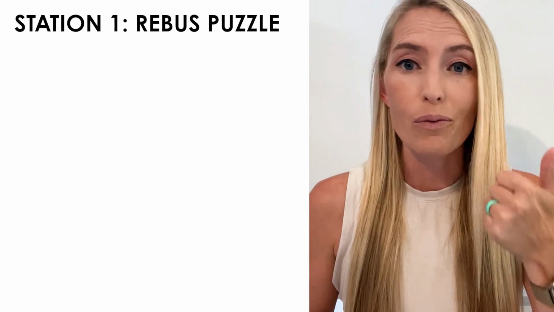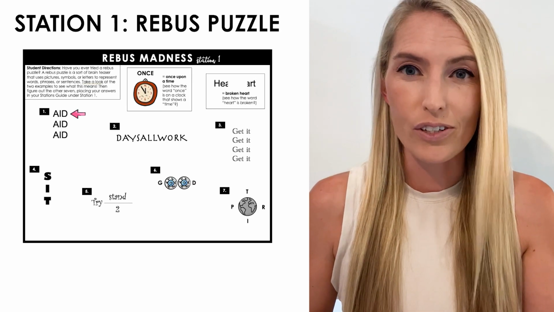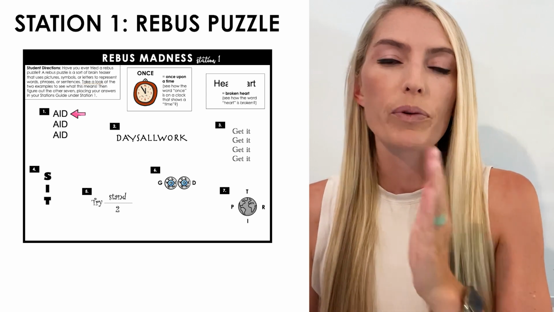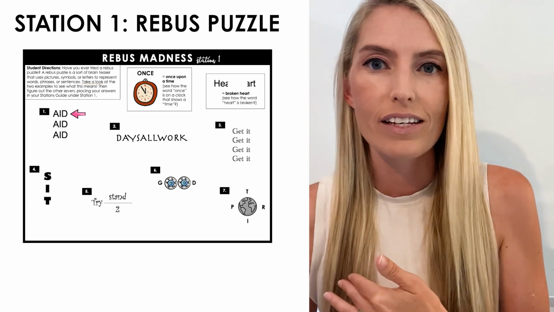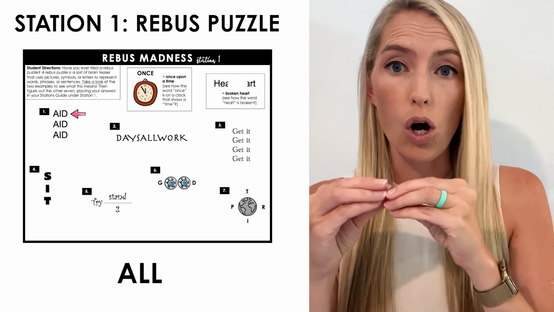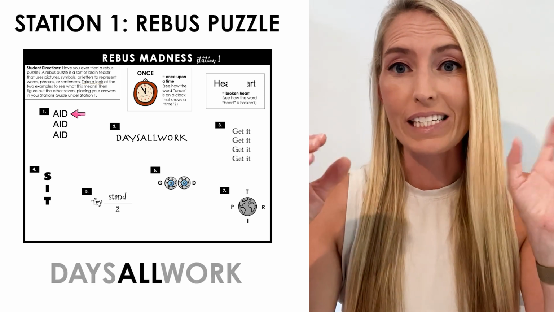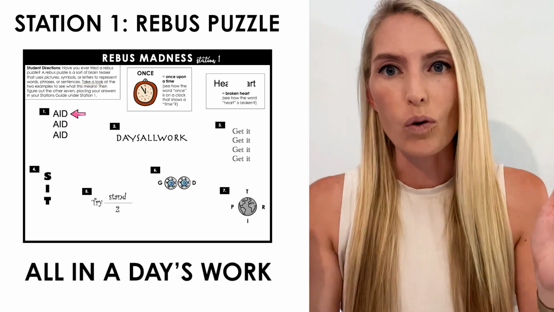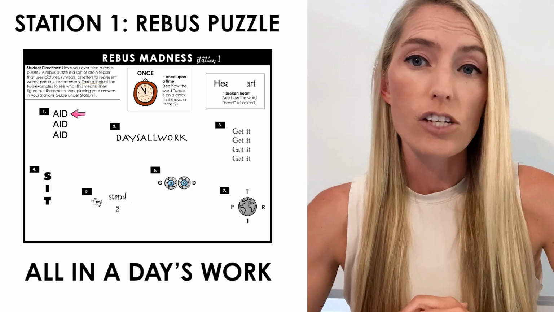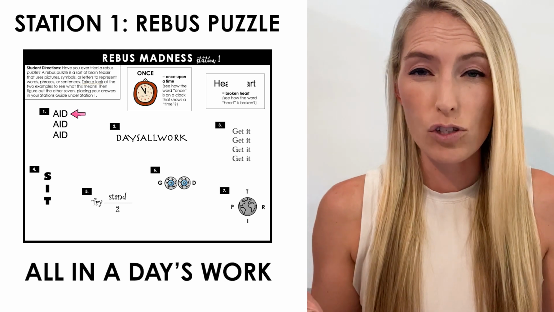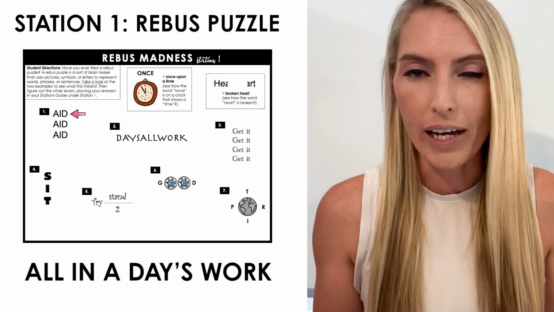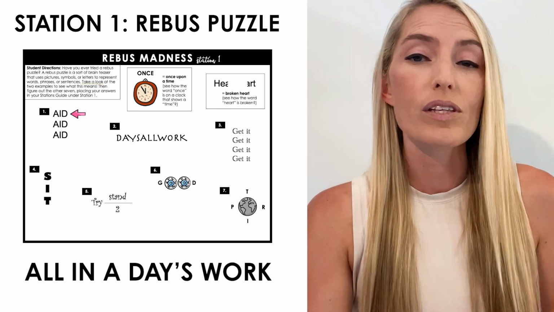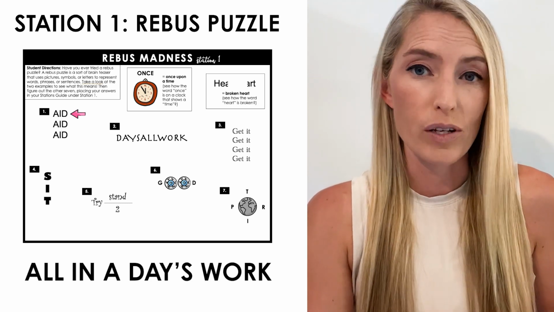Station 1 can be a rebus puzzle, and these are like brain teasers that use pictures, symbols, or letters to represent words, phrases, or sentences. So these are puzzles like the word all sandwiched between the words days and work, and that translates into the phrase, all in a day's work. So for this particular station, you would come up with about 7 or 8 rebus puzzles for students to solve. You can find these online, and just print them on a piece of paper and leave them at the first station along with some directions for students how to solve each puzzle.